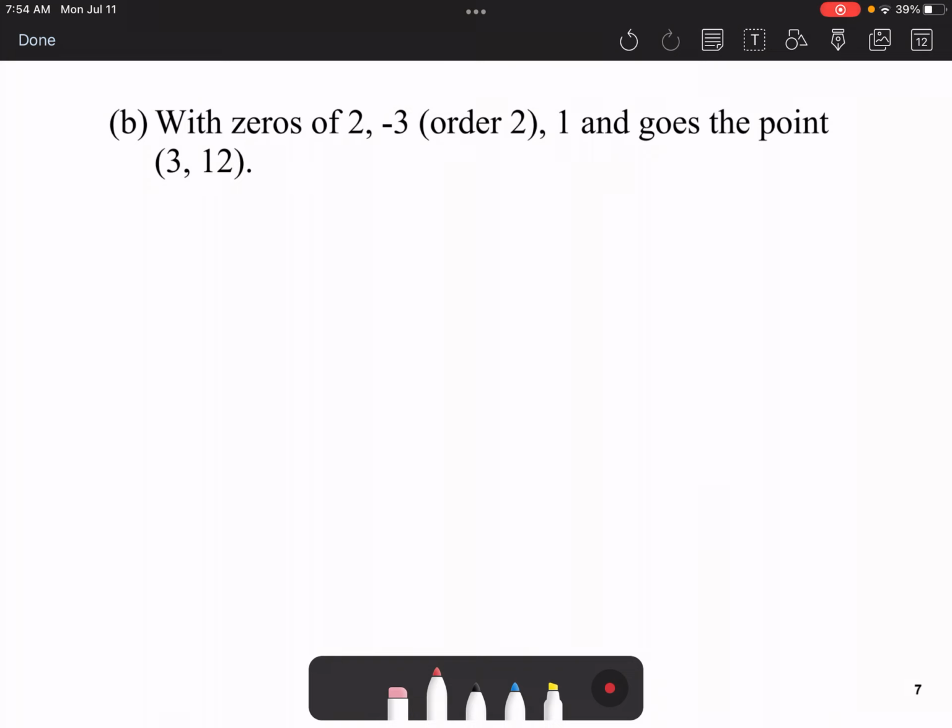So we want to determine a function, f of x, with zeros of 2, of -3 at order 2, so that one's different, and 1, and goes through the point (3, 12). So again, I'm going to write f of x. I don't know what my stretch or compression factor is, but I have a zero at x equals 2, so it's going to be x minus 2. 0 at -3, so that's going to be x plus 3. But that's going to be order 2, so I'm going to have an exponent of 2 on that. And a 0 at 1, so x minus 1 is my other one.